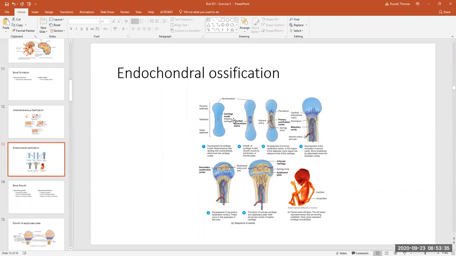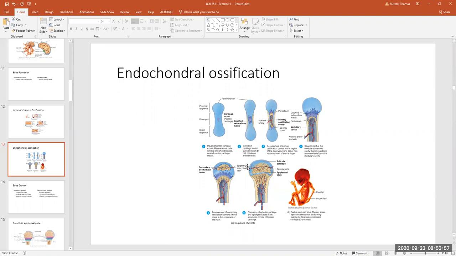Now we have converted what used to be cartilage into areas of bony matrix because of osteoblast and osteoclast activity. In the very middle of what is the diaphysis of the bone is where we start building the bony matrix first, and that's why it's called the primary ossification center.